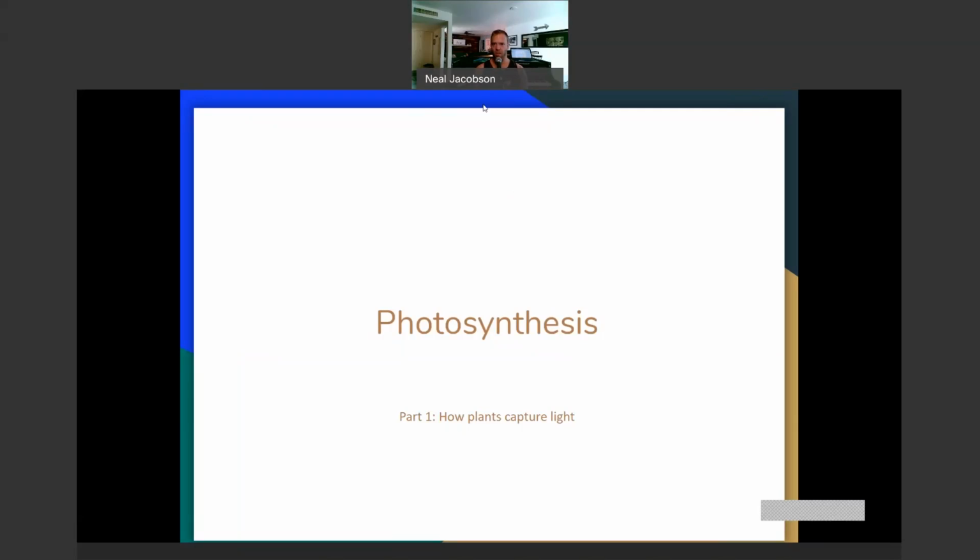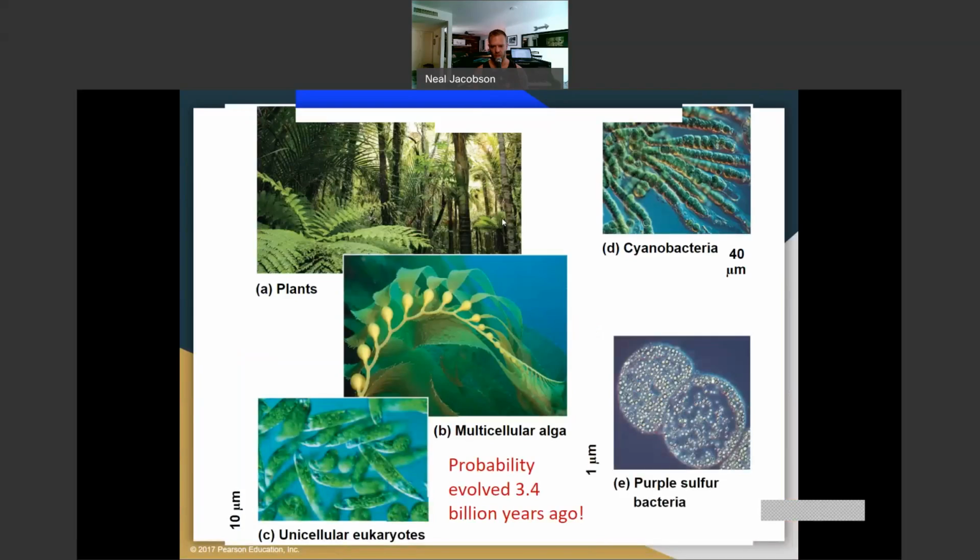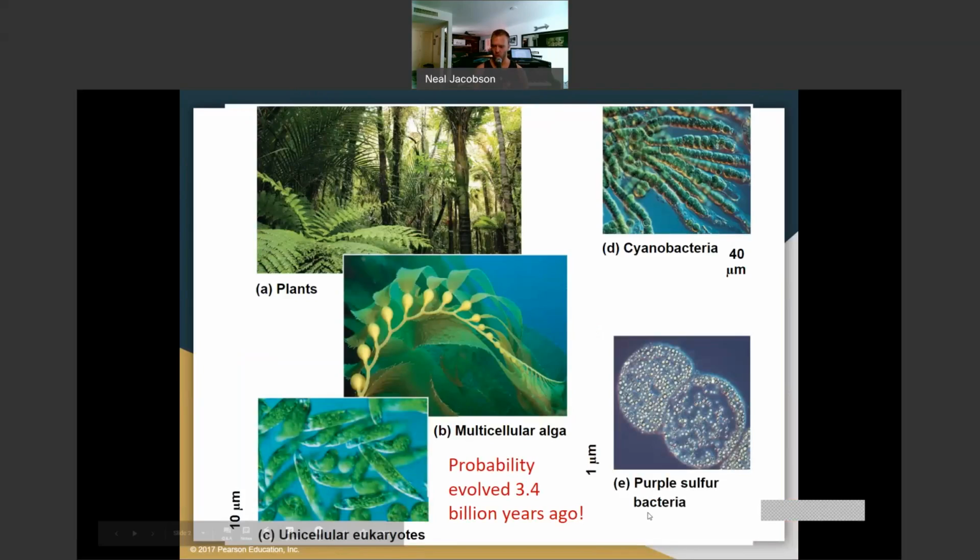All right. So this ability of plants to capture sunlight and store its radiant energy in the form of sugar has been around for probably 3.4 billion years. It evolved way before multicellularity. It likely evolved before even eukaryotes evolved. What's interesting is that probably every organism that photosynthesizes today is descended from these ancient ancestors.